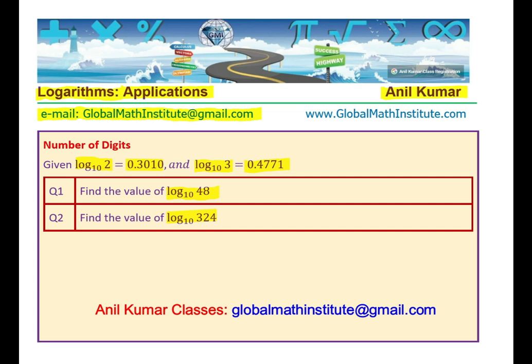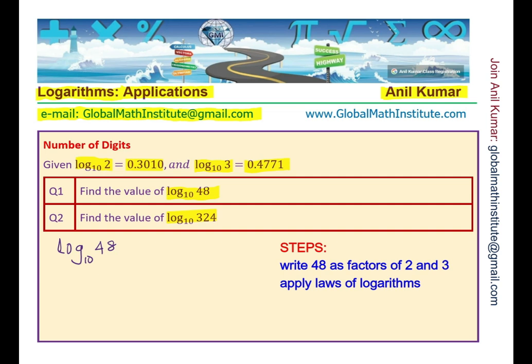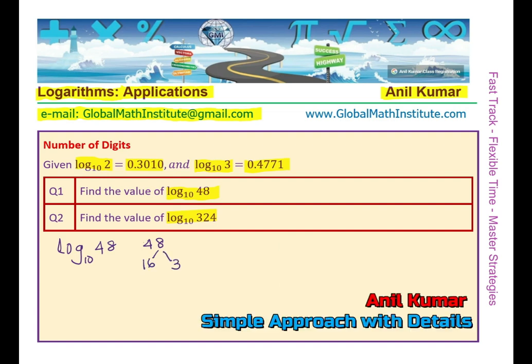Let's begin with the very first one, which is given to us as log to the base 10 of 48. Now we need to apply the logarithmic rules to break up 48 in terms of factors of 2 and 3. That's the whole idea, right? Some of you can do it very easily. We know 48, for example, can be written as 16 times 3, right? Now 16 and 3 can be written as powers of 2 and 3. 16 is 2 to the power of 4 and 3 is 3 to the power of 1, correct?